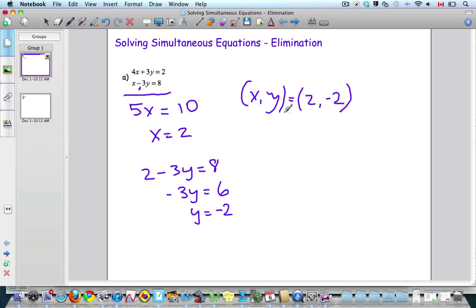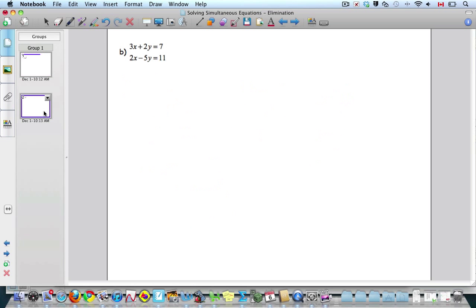If we want to check it, we could put it back in this top equation. So I get 4 times 2 plus 3 times negative 2. Does that equal 2? Which is 8 minus 6, which indeed equals 2. All right, great. Let us try the next one.